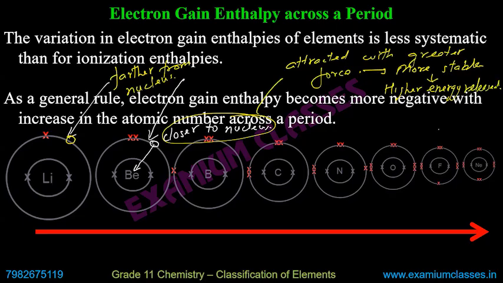All these steps should be clear. I am repeating again and again. More stable means it will have less energy. It will have less energy means the rest of the energy will be released in the atmosphere, in the surroundings. So higher energy released means higher electron gain enthalpy.